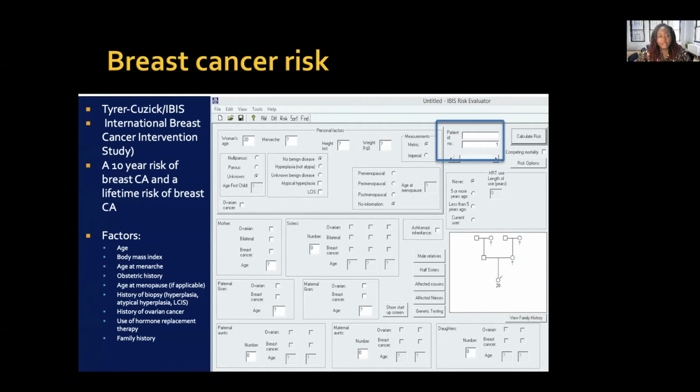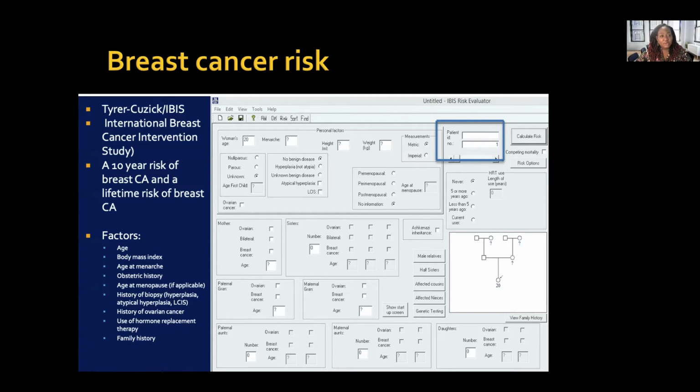Now, if you look at this image on your screen here, I've actually taken a screenshot from the IBIS risk calculator. So you can go into Google and you can type in Tyrer-Cuzick IBIS calculator, and you'll get a bunch of different online calculators. This particular one is one that you can download onto your computer and have it available to use, and it's free. And by using this one, you actually can bring in a lot of other factors and look at multiple family members, which is really nice. So I've included this screenshot for you.